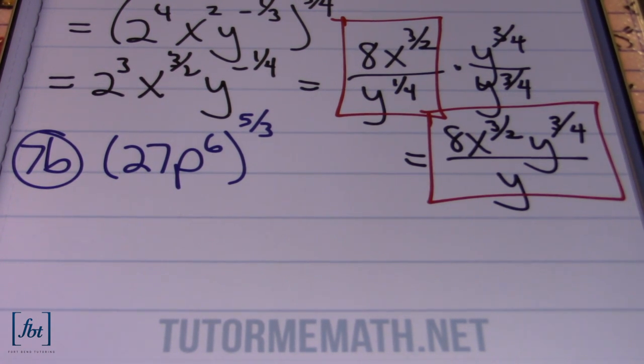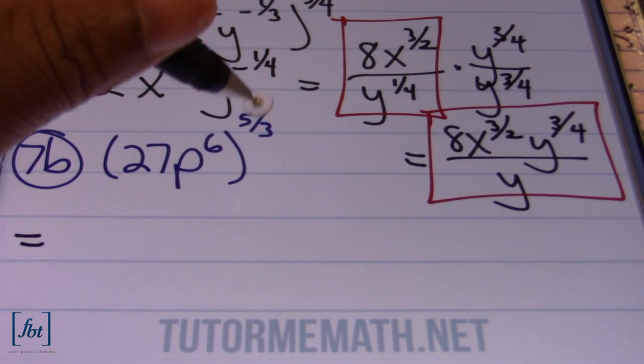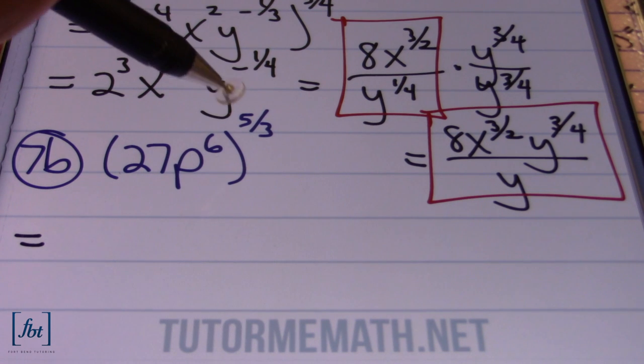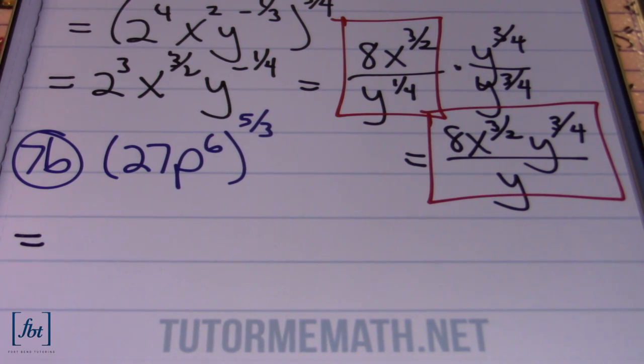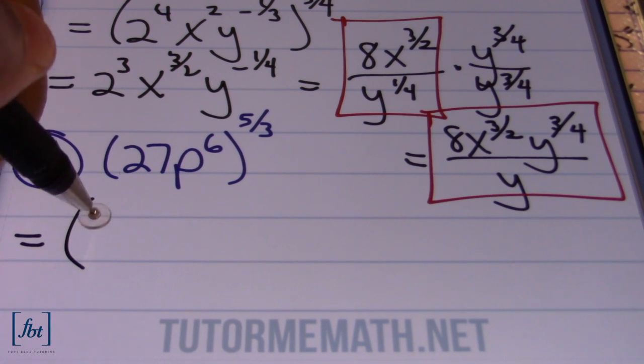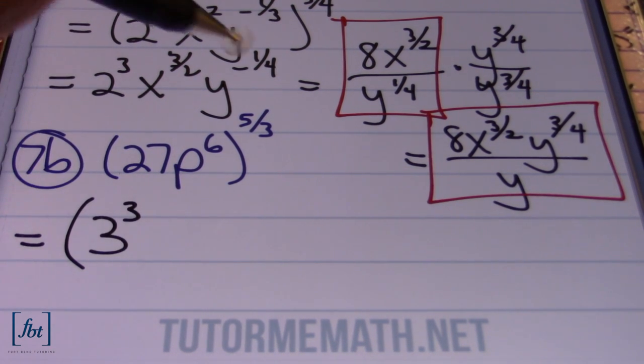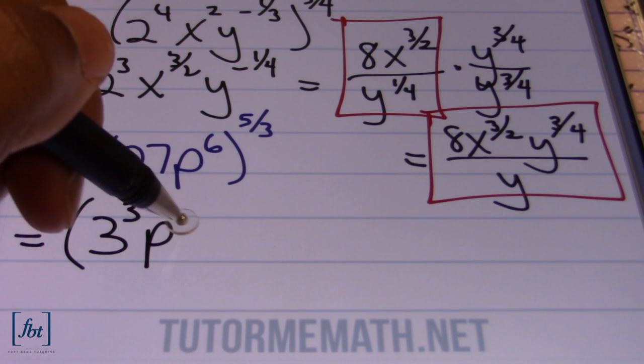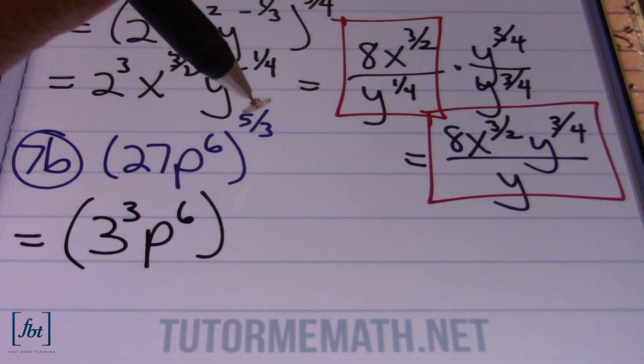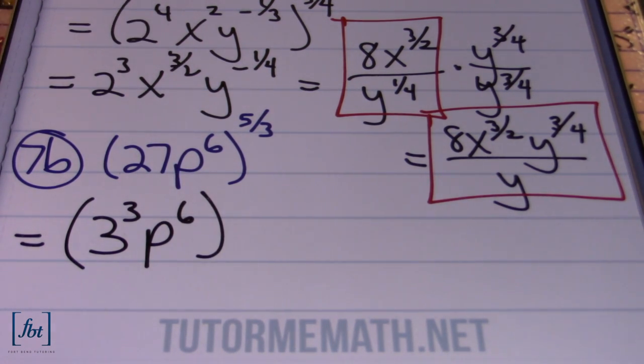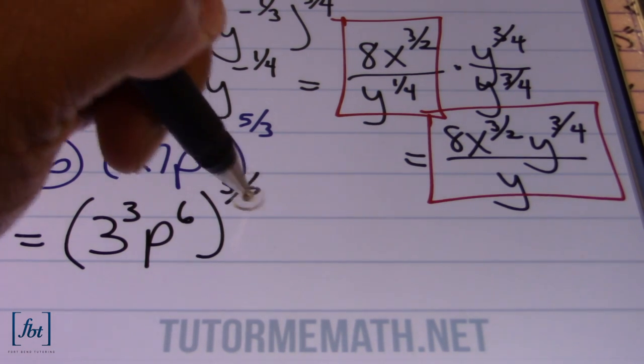All right, for 7b, we're going to simplify this. I'll begin by recognizing that my index on that exponent on the outside of the parentheses is 3. We're looking for perfect cubes here. So I'm going to show that 27 is 3 cubed. And since my exponent on p is a multiple of my rational exponent's denominator, I'll leave it the way it is. So it's raised to the 5/3 power.